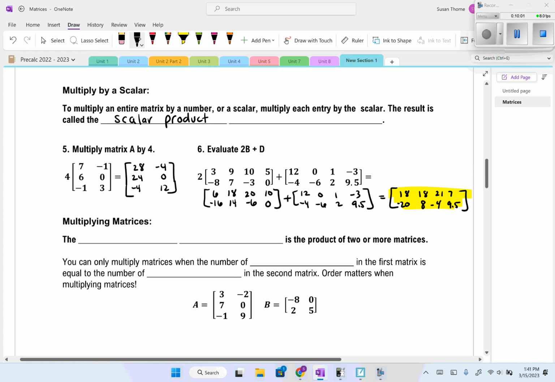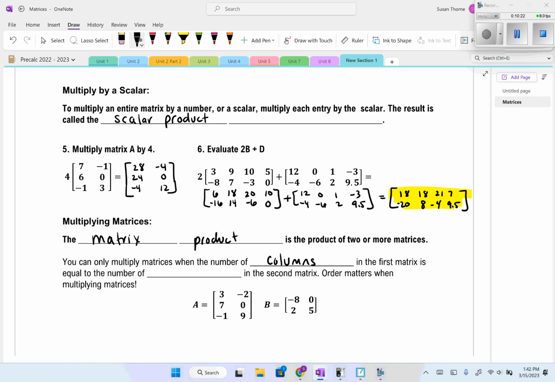Multiplying matrices. The matrix product is the product of two or more matrices. You can only multiply matrices when the number of columns in the first matrix is equal to the number of rows in the second matrix, and order matters when multiplying matrices. So again, the number of columns in the first matrix is equal to the number of rows in the second matrix, so that's important.